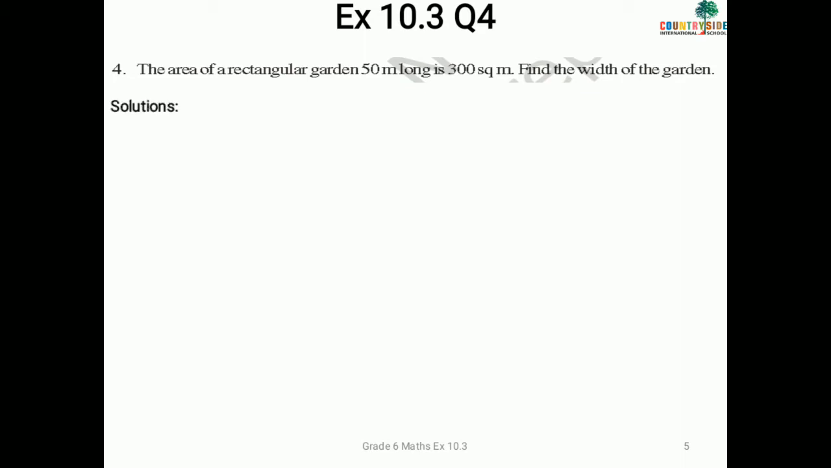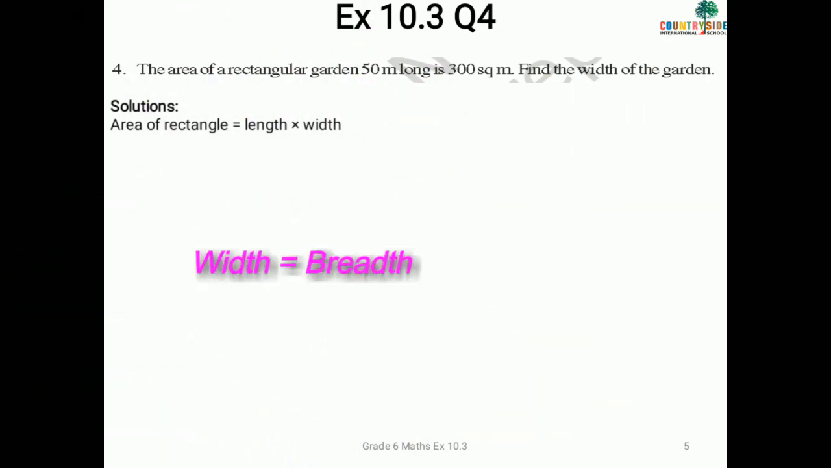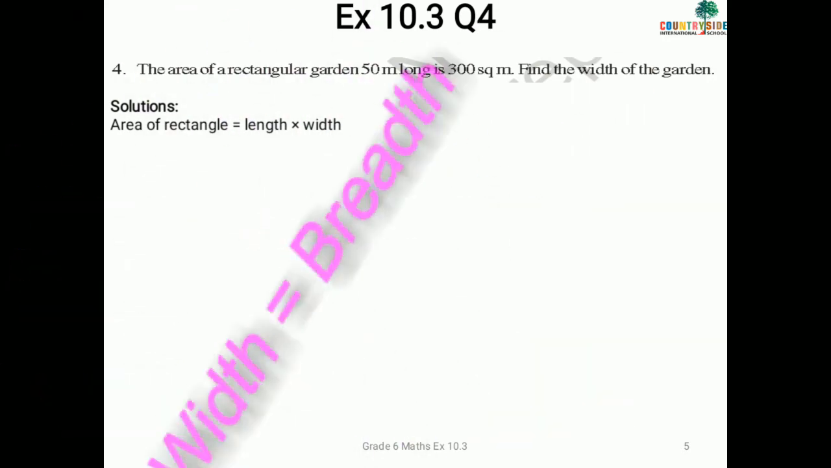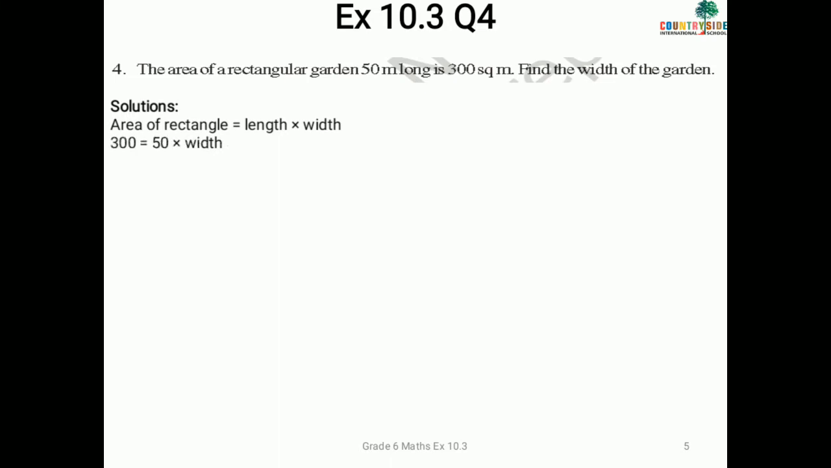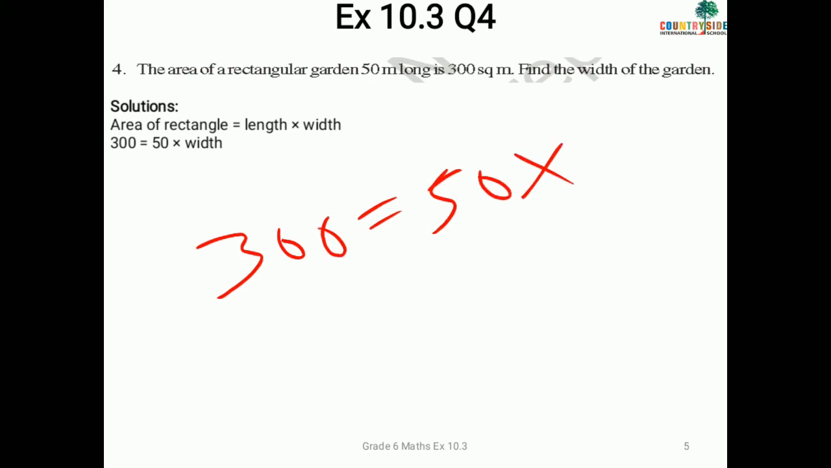So we know the formula. What is the formula? Area equals length into breadth. Now put all the values. Area value is 300 and length value is 50. So 300 equals 50 into width. So now from this, see, 300 equals 50 into width.